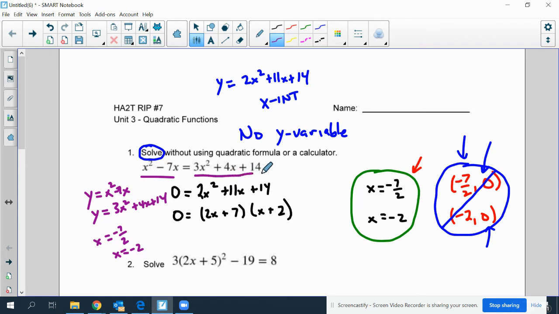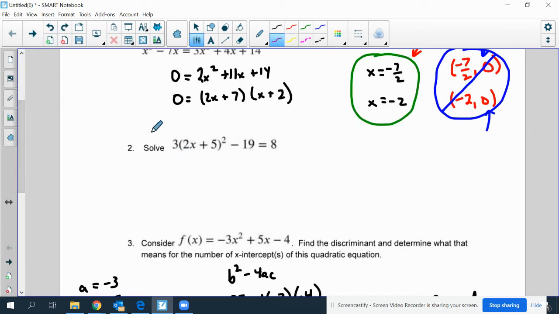So if we're looking at what this may represent, it may represent a lot of different things. So we just have to be careful and not automatically assume that we're finding x-intercepts if it doesn't tell us that we are. For problem 2, it's very similar. You cannot write -4,0 and -1,0. That is not what this question is asking for. There are no y variables.